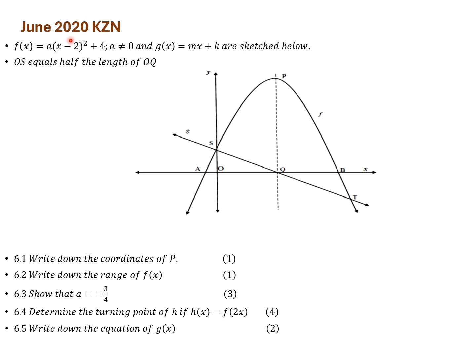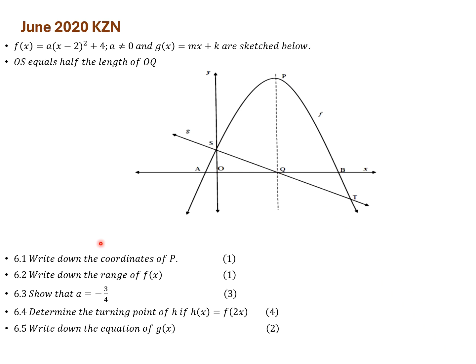June 2020, KZN or KwaZulu-Natal, born in that province. Right, f of x equals a times (x minus 2) all squared plus 4, and they say a is not equal to 0. g of x equals mx plus k as sketched below. OS, so from O to S there, equals half the length of O to Q.